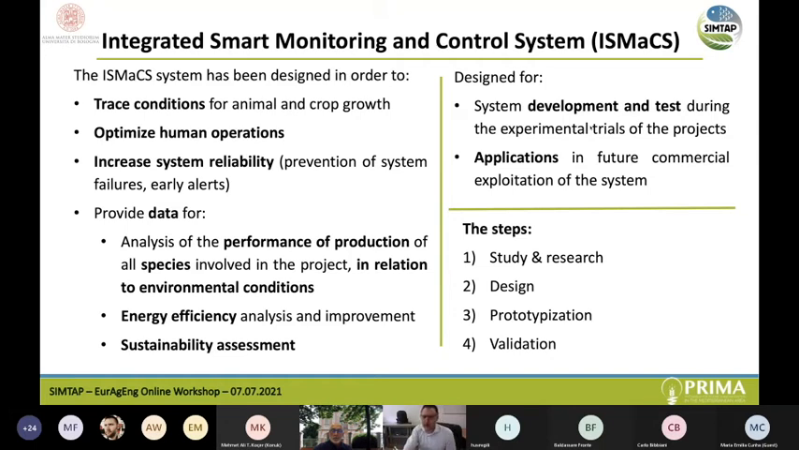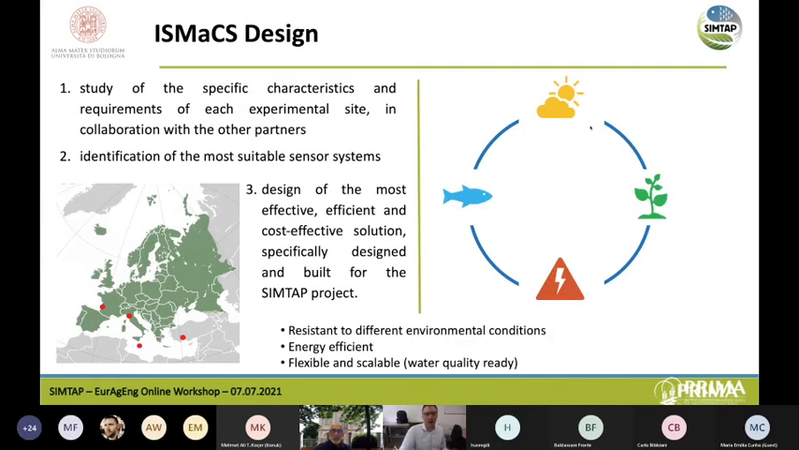So we have gone through the research, design, prototype, development, and validation of the system. Basically, we have analyzed the specific characteristics of each experimental site, and we have found the most suitable sensors and sensor networks. Honestly, we have designed the sensor networks from scratch to analyze the different environments.